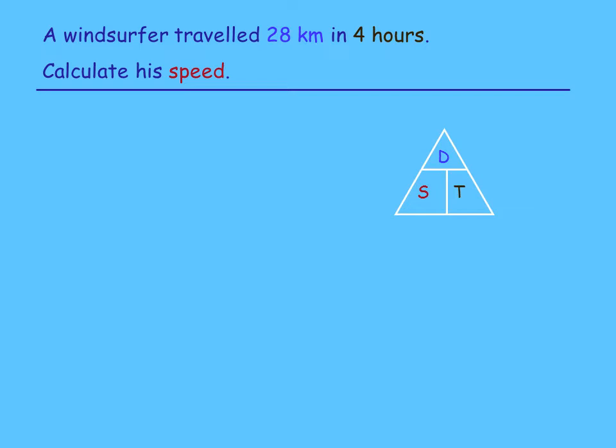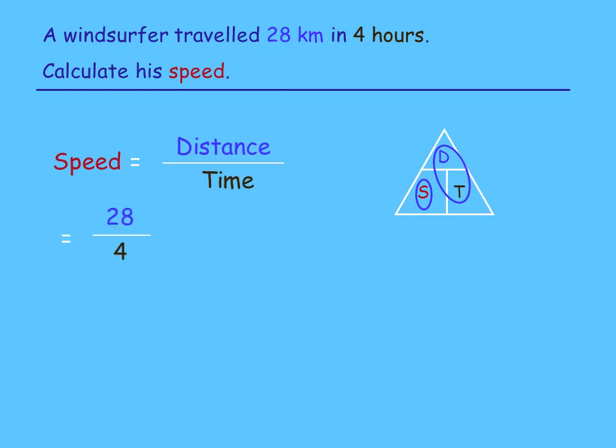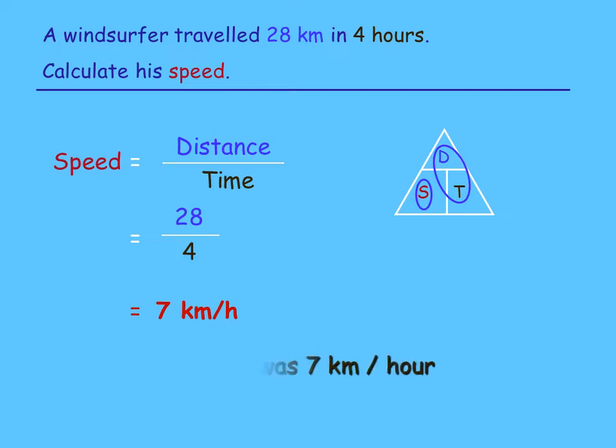A windsurfer traveled 28 kilometers in 4 hours. Calculate his speed. So when speed is missing, the formula for speed will be distance upon time. Substitute the values for distance and time and you will get the answer as 7. Remember to write the correct unit, kilometer per hour. 7 kilometer per hour was his speed.